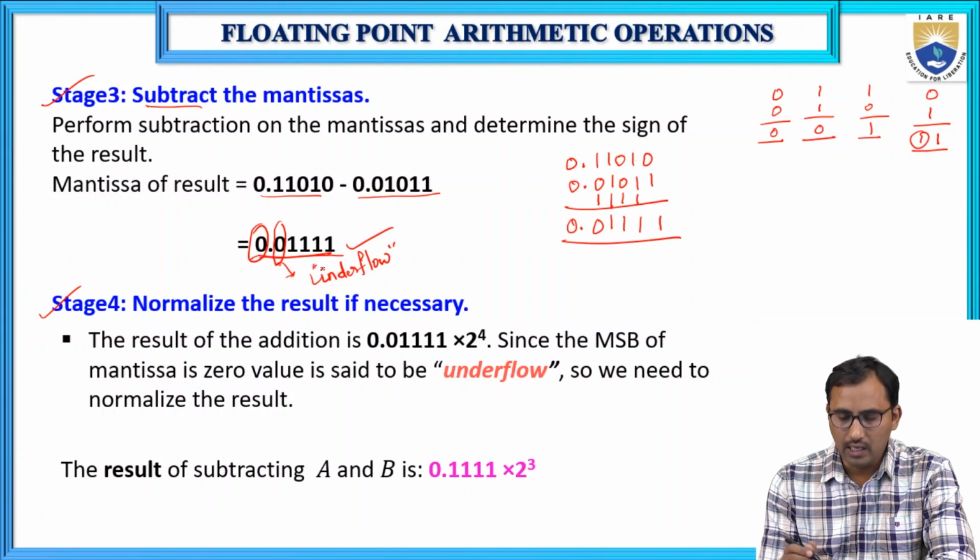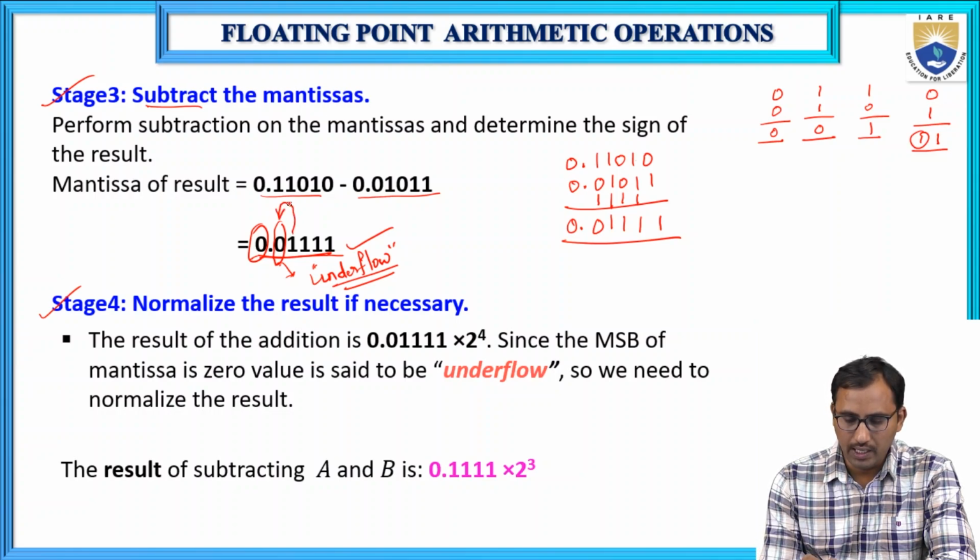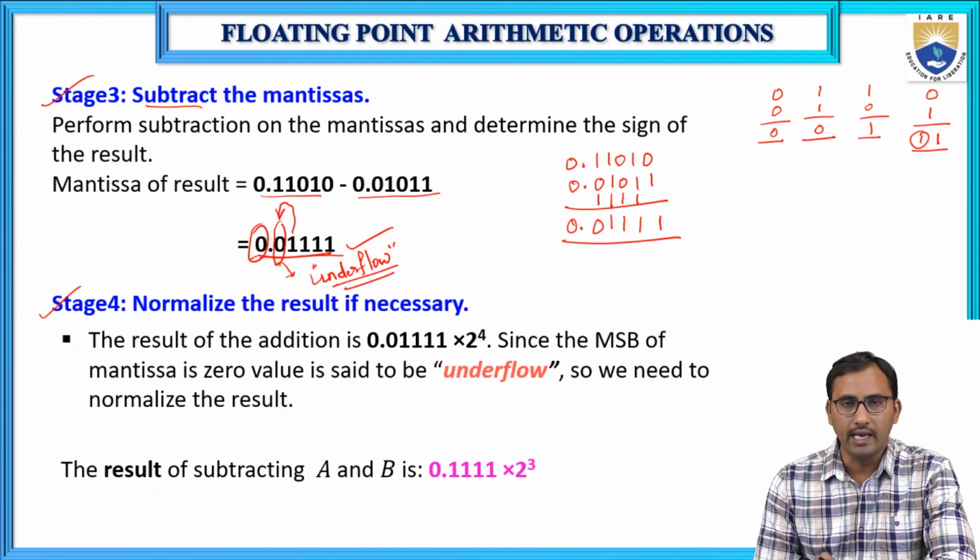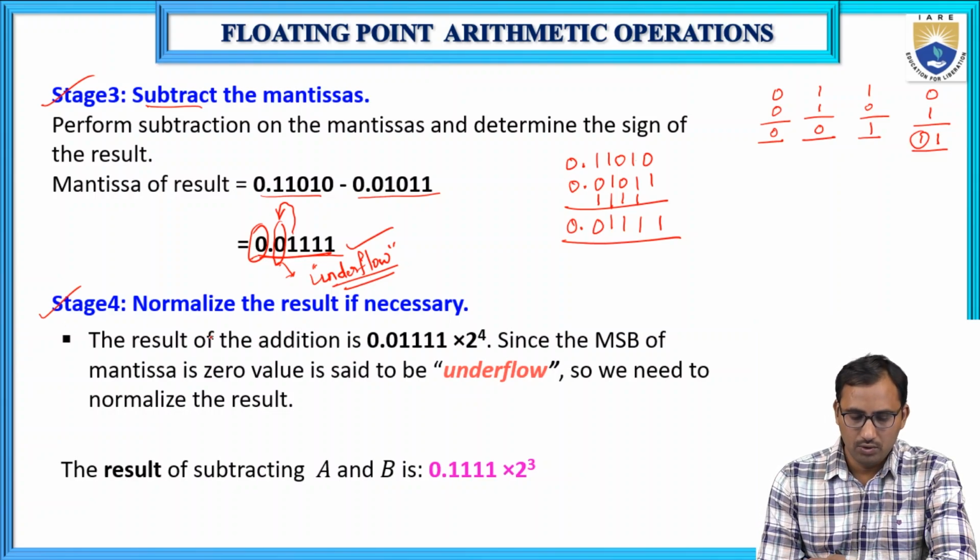So in order to overcome this underflow problem, we need to perform a shift left operation, so that this 1 will move to here, so that after the decimal point we don't get any 0 value. By performing a shift left operation by 1 bit, we can overcome this underflow problem. So in normalizing the result, we are performing this shift left operation.